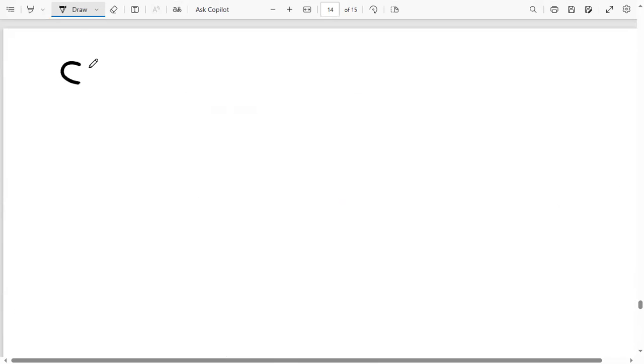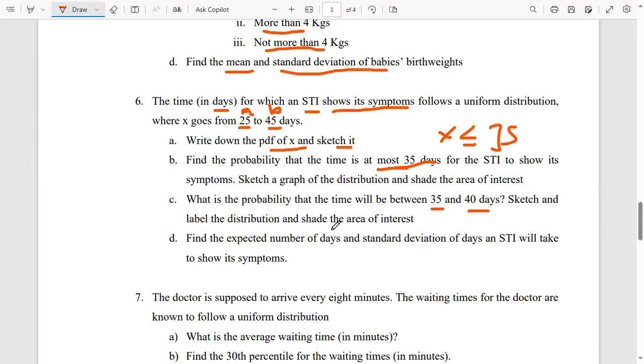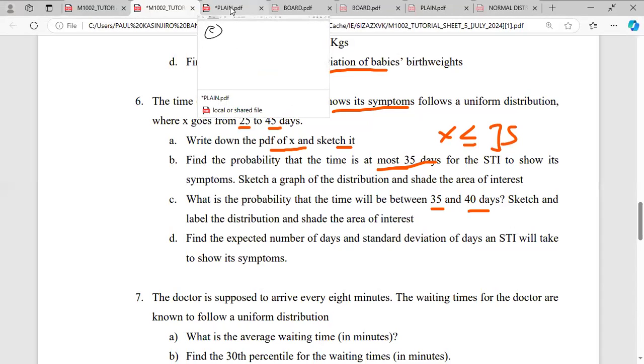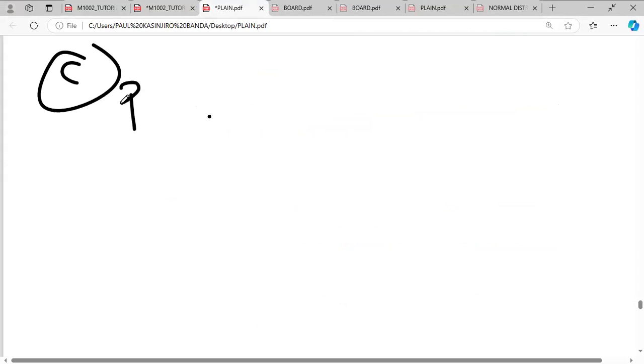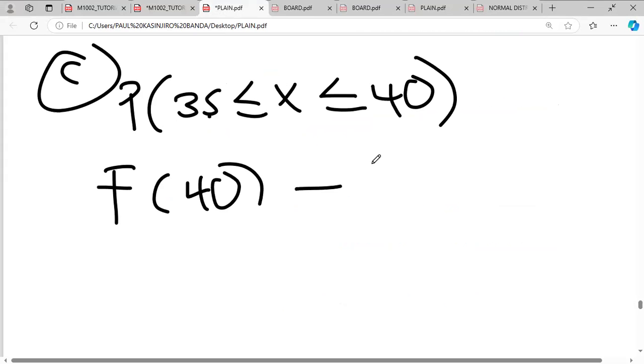Okay, and then C, let's find C. They're saying what is the probability that the time will be between 35 and 40 days? Sketch and label the distribution. Okay, so we are finding the probability that the x is between 35 and 40. So this is the same as f of 40 minus f of 35. Okay, so you always start with the bigger value and then you say minus the smaller value.